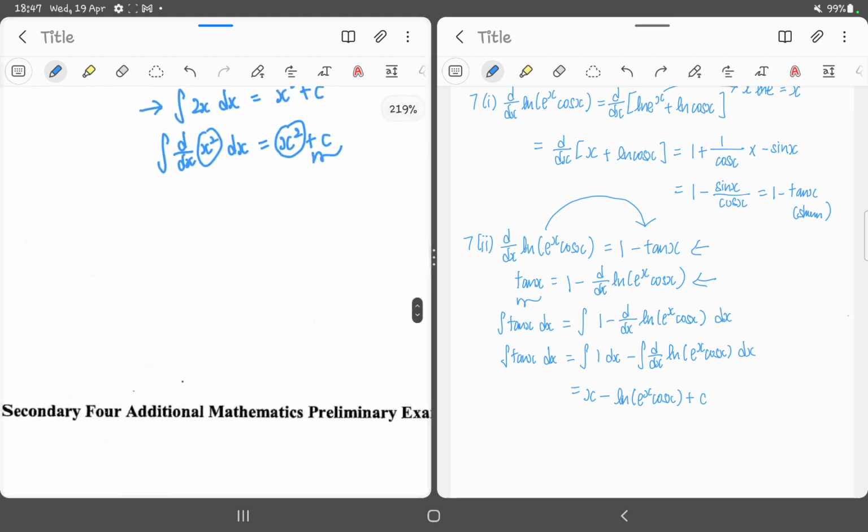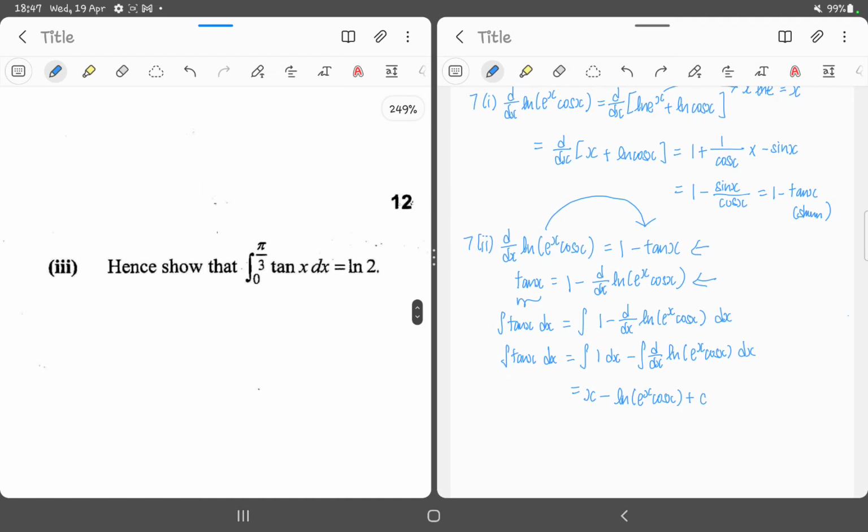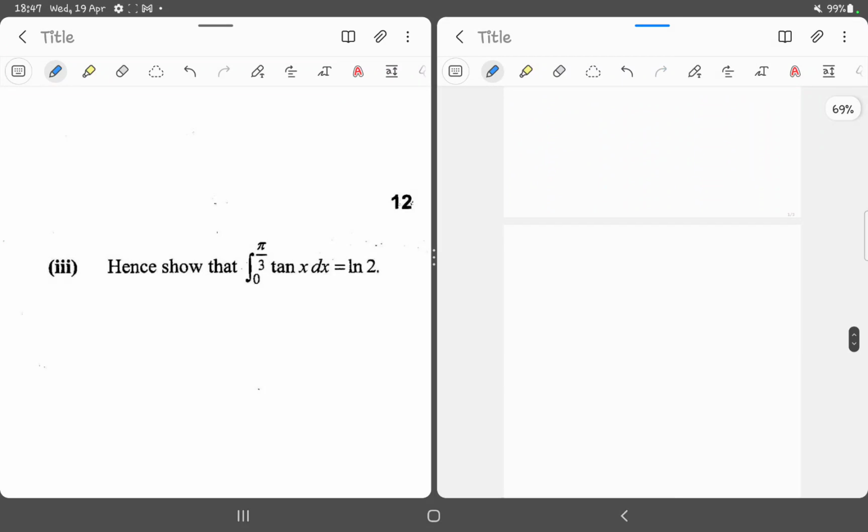So let's move on to part 3. Hence, show that the definite integral from 0 to pi over 3 radians of tan x dx is equal to ln 2. So this is a question on definite integral. Without further ado, let's try this question on 7 part 3. So the definite integral from 0 to pi over 3 radians of tan x dx.